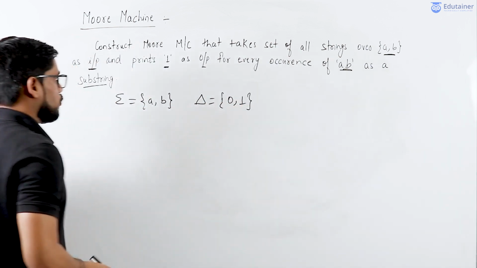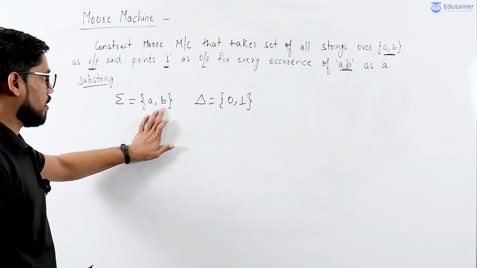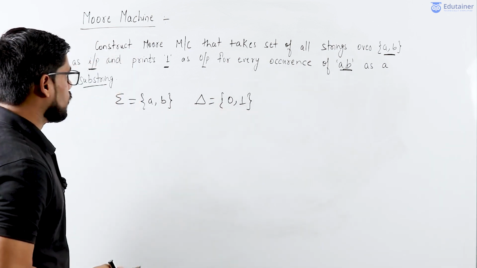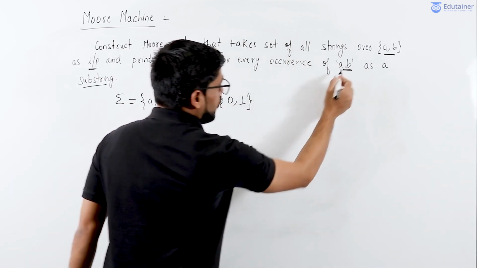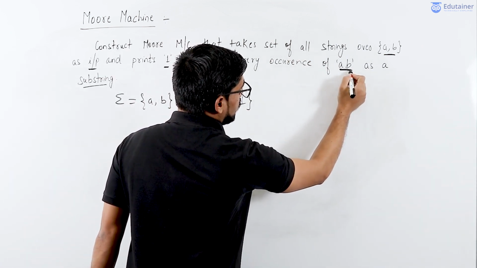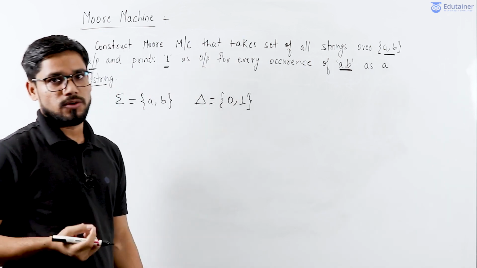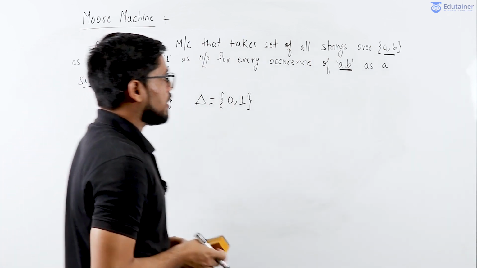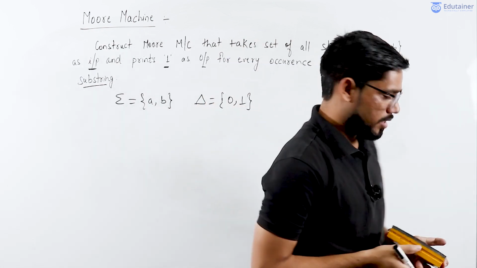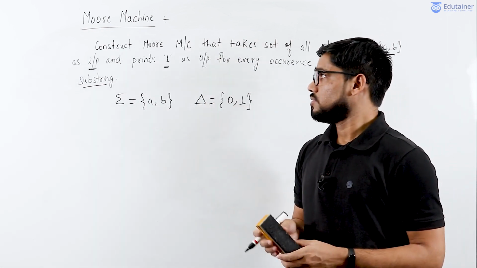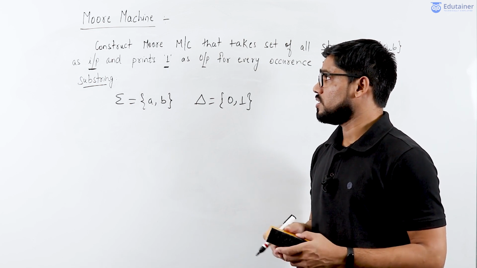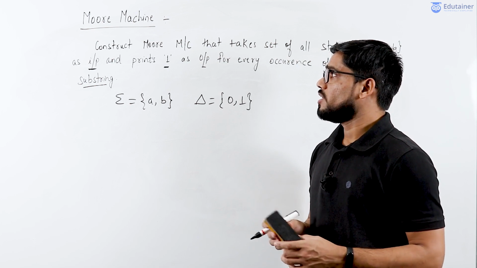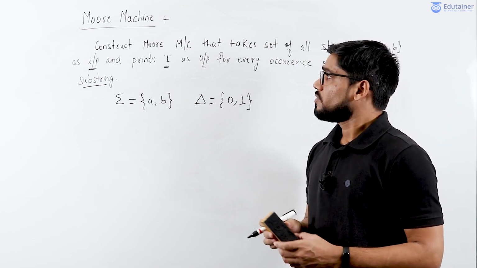So we have two input alphabets, a and b, and two output alphabets, 0 and 1. Now for every input ab, we have to produce 1 as output. Constructing a Moore machine is not asked in the GATE exam. Such a type of construction is not asked in the GATE exam, but for theoretical exams, it will definitely be asked.